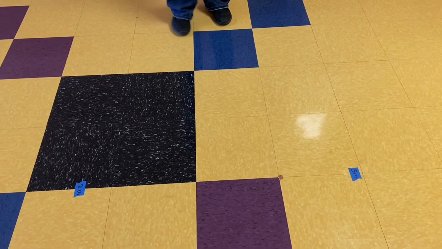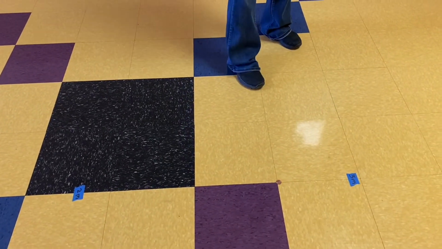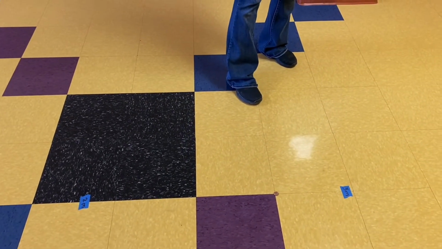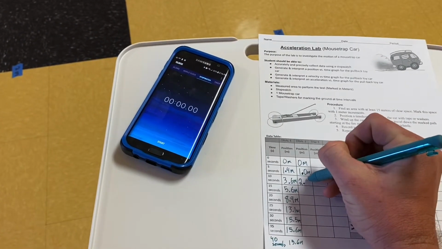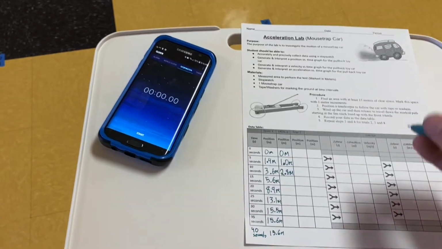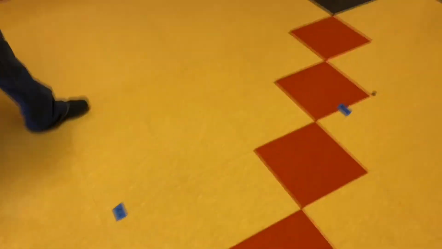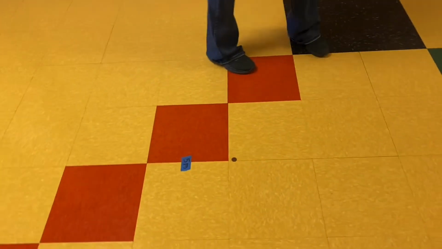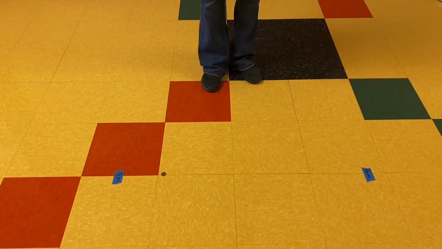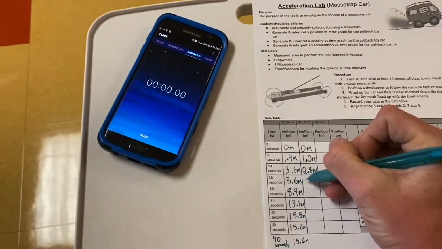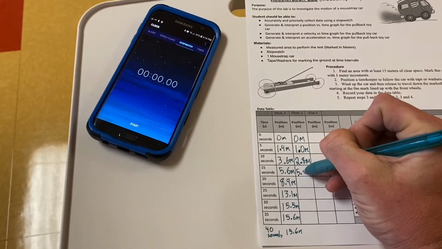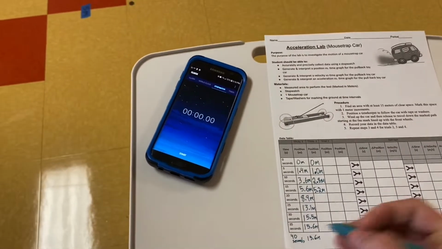All right, next one, we've got a 2 and a 3. What do you guys think? 2.7 or 2.8? 2.8? Sure. 2.8 meters. Always write the unit. Next we got past 4, just past 5. What do y'all think? 5.2? We'll put 5.2 meters.